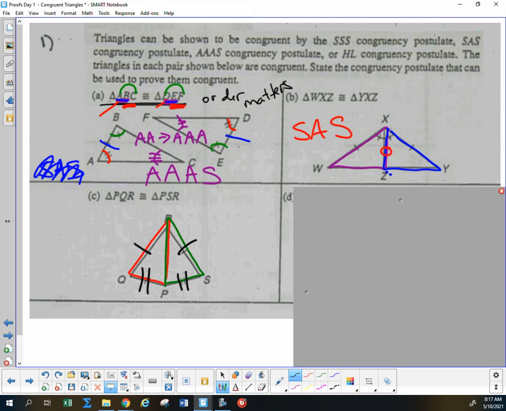Okay, they share that side in the middle, PR. So now what all have I marked, Ryan? So I've marked all three sides, so they are congruent by side, side, side.